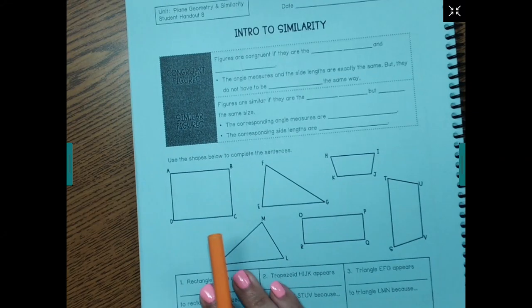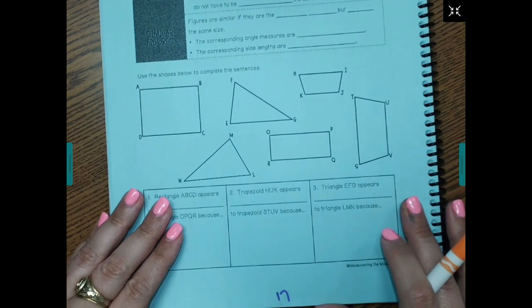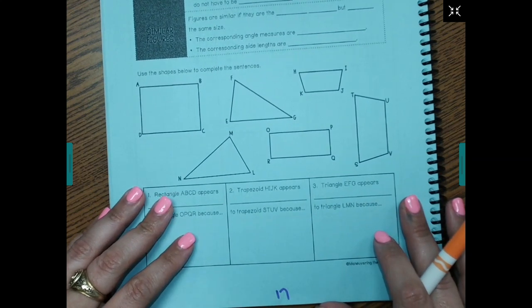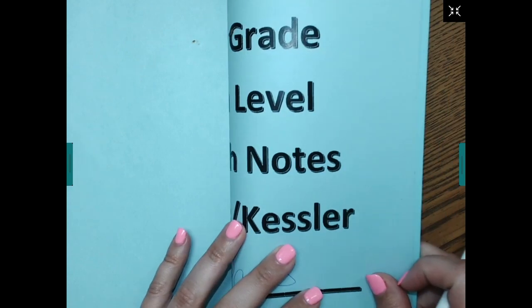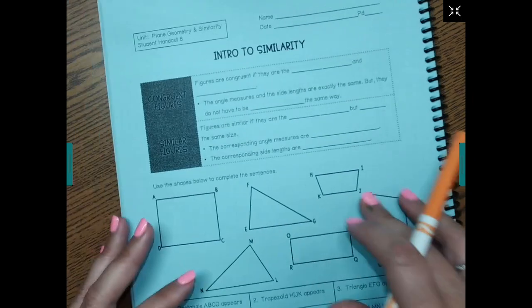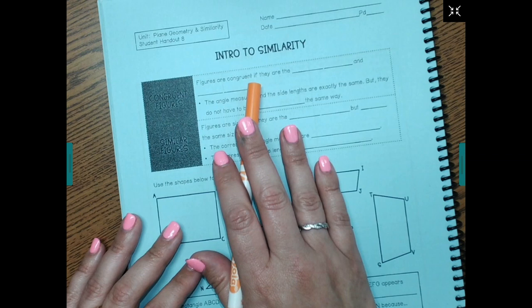If you have your pages labeled from the beginning of the year, it's page 17. If you did not label your pages from the beginning of the year, I need you to go to the front and just flip about 30 pages and look for the one that says Handout 8, Intro to Similarity. This is what we were on.